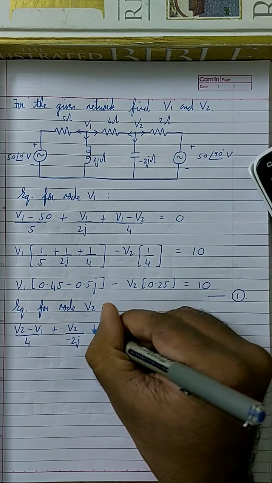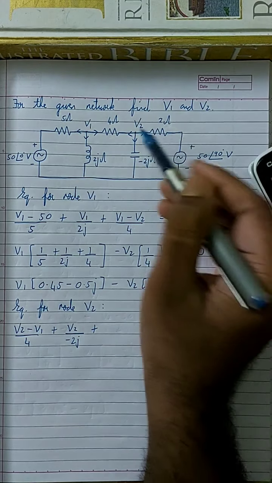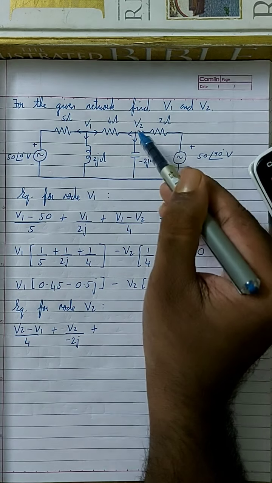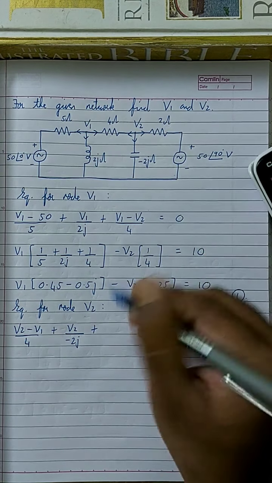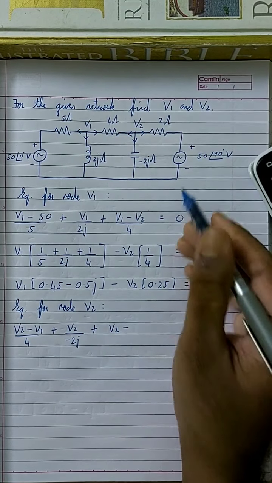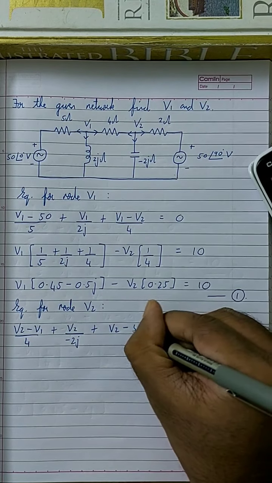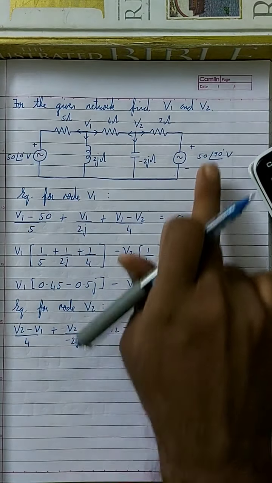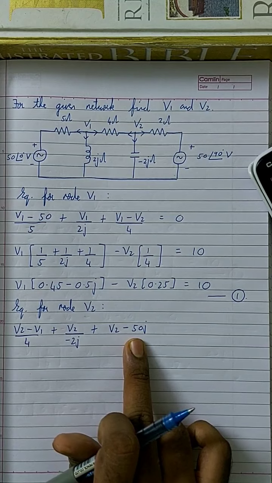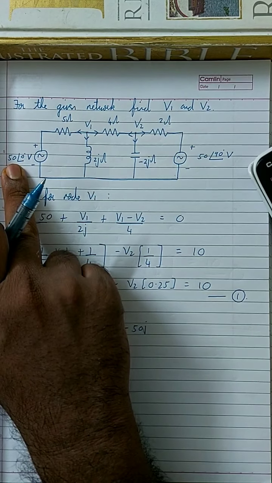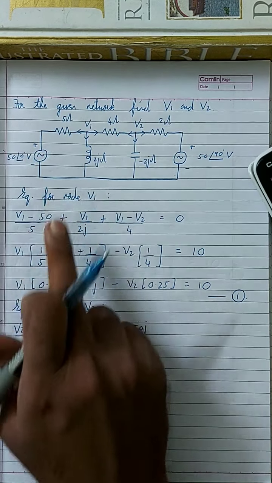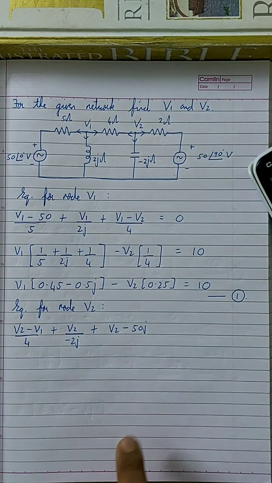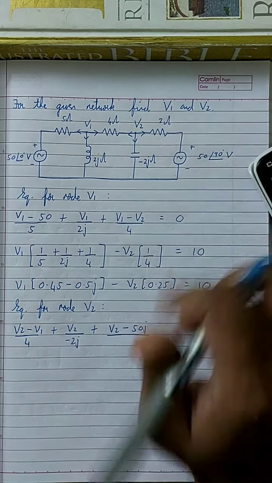V2 by minus 2j plus, and what about the current through this branch? It is V2 minus 50 angle 90 by 2. V2 minus 50 angle 90, where 50 angle 90 is nothing but 50j. You can check that using a calculator. This is polar form, and in rectangular form it is 50j. Likewise, 50 angle 0 in polar form is merely 50 in rectangular form. Like that, 50 angle 90 is nothing but 50j. Just remember that as a shortcut.